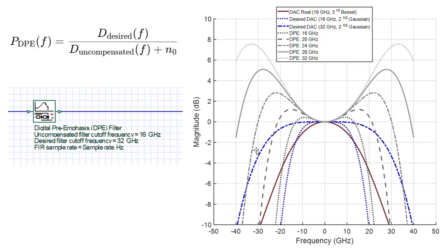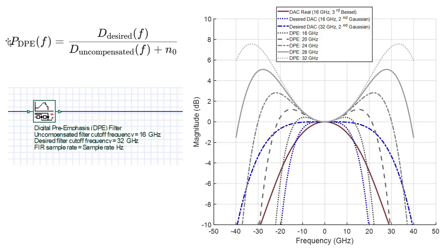So as we see here, two examples of desired filters in blue, and typically these desired filter responses should accommodate the bandwidth of your modulated signal. And in this case, for example, we have here a desired filter for a 32 gigahertz bandwidth, and the uncompensated filter is 16 gigahertz bandwidth. So there is this bandwidth difference that we want to compensate for.